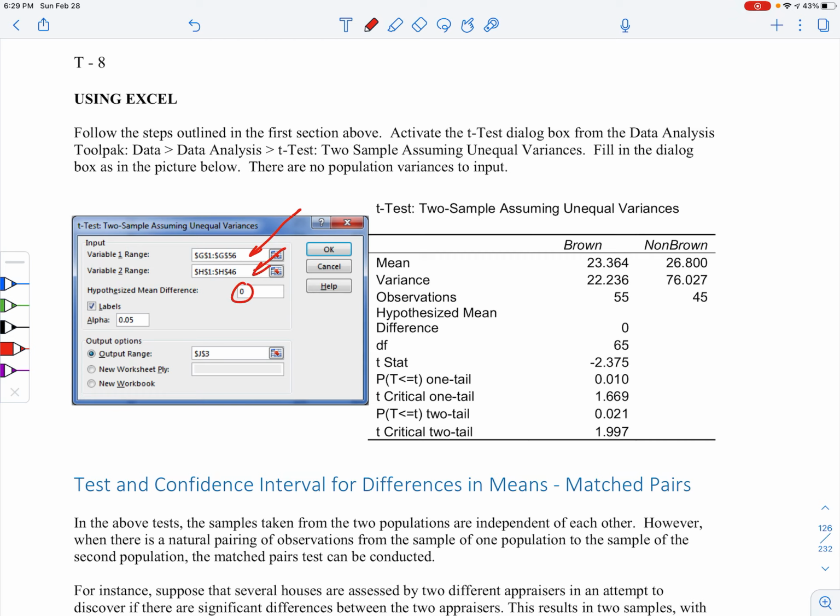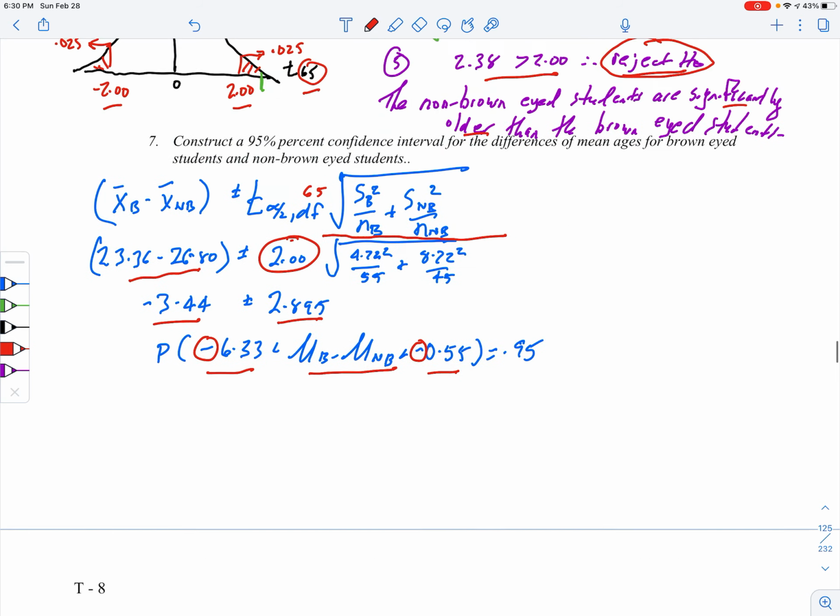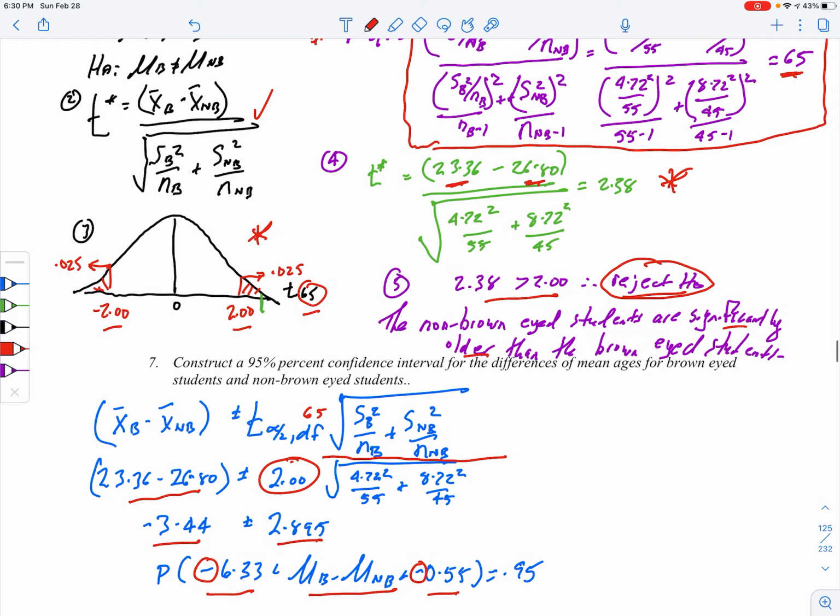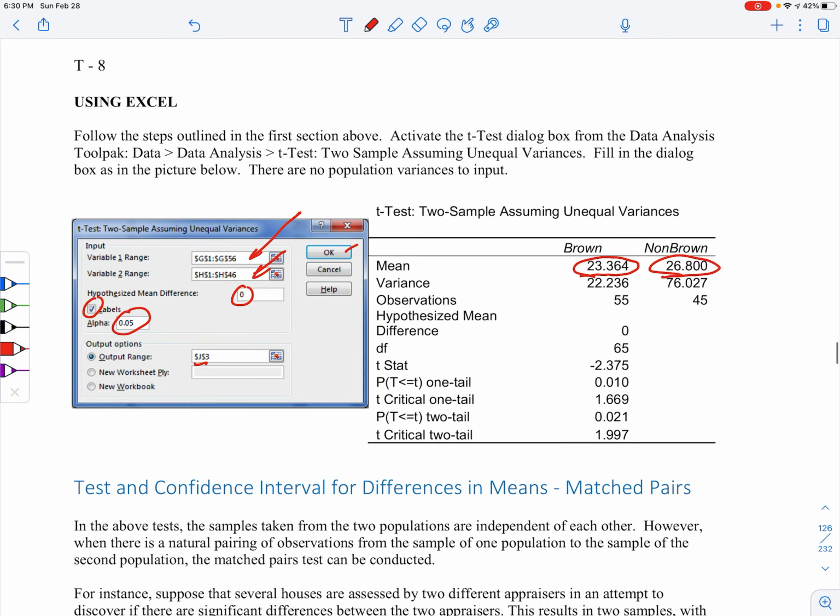The difference is 0. Tell it you've got labels. It defaults to an alpha of 5%, which you can change. Give it an output range. Press OK. And do a little dance and you're done, because this is what you get. Here's your means right there. Okay, is that what we had up here? Yeah, I guess it is.